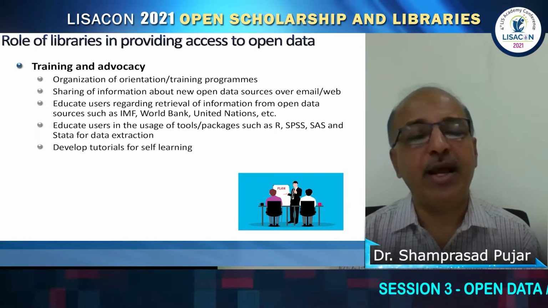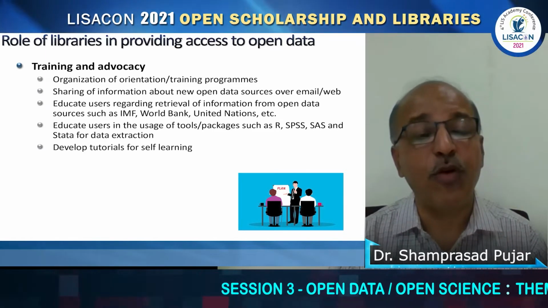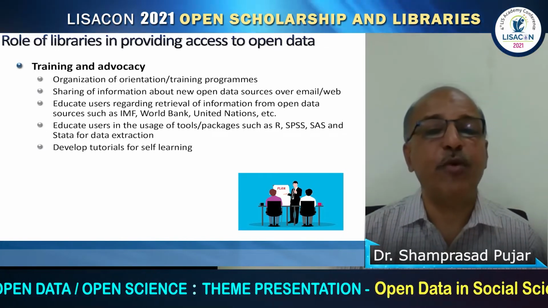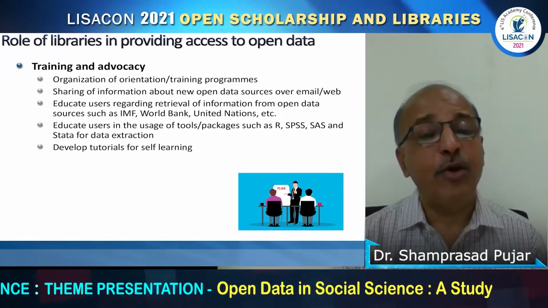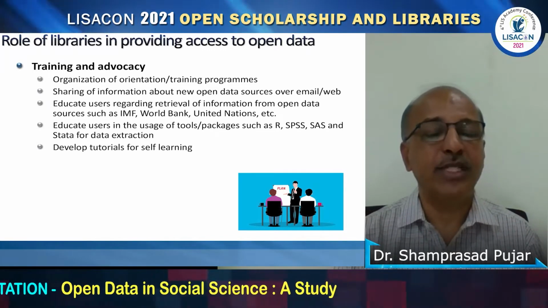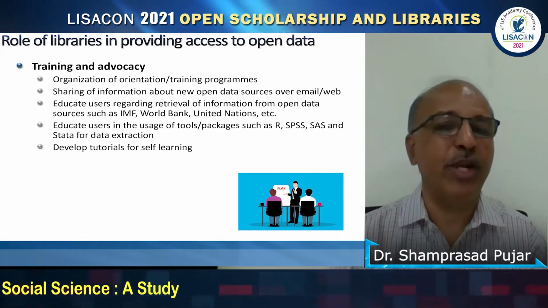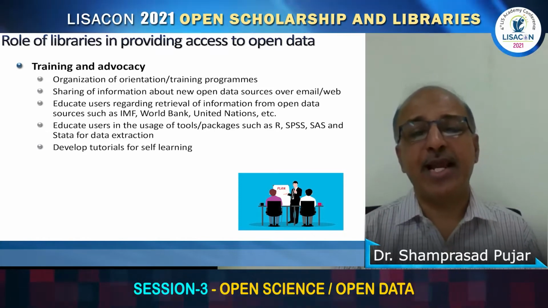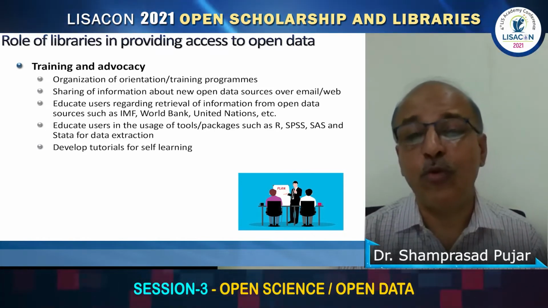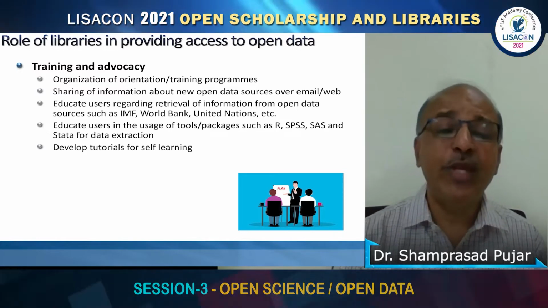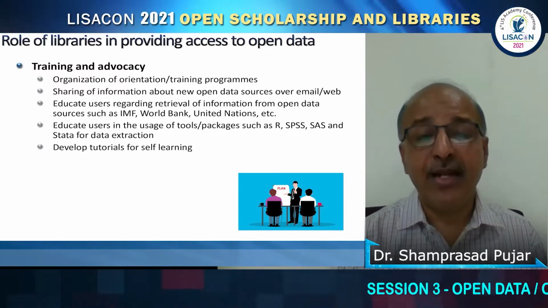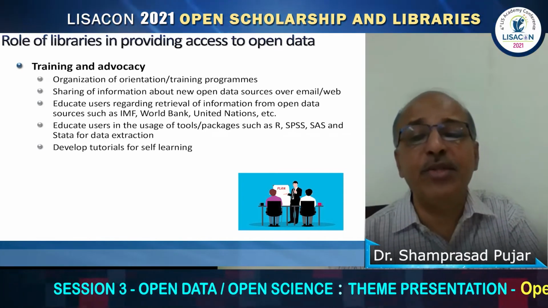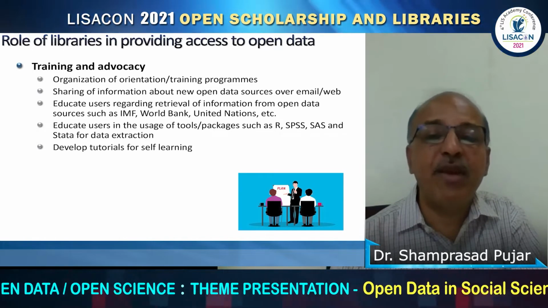Similarly, in the case of open data, one of the most important things for libraries to follow is training and advocacy. We need to organize orientation programs and training programs to make our users aware of the different open data sources in whichever field we are working in. Here we are talking about social science data sources. So tell them, okay, these are the kinds of sources available, what kind of data you can get, and from which year to which year data is available. You need to educate the users regarding the data which is available, and you need to go one more step ahead and tell them how you can retrieve the data from open data portals like IMF, World Bank, United Nations.